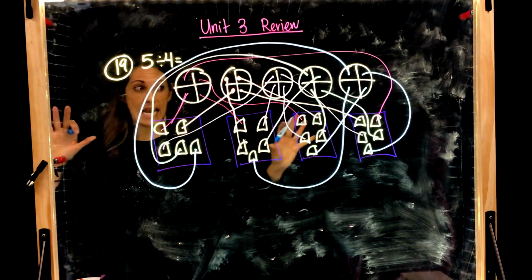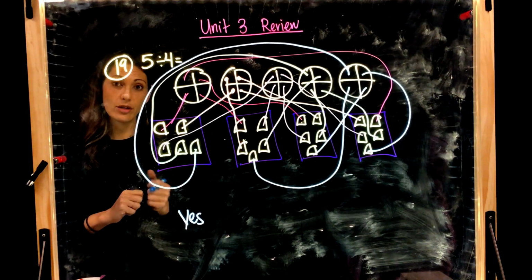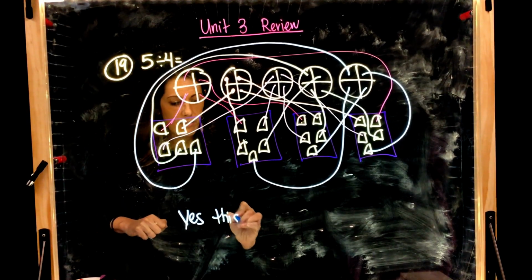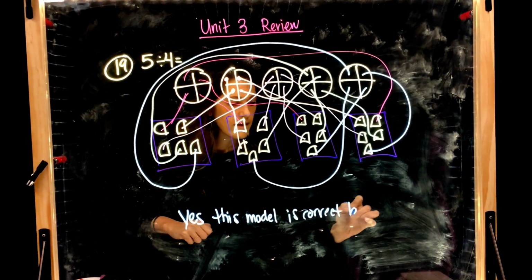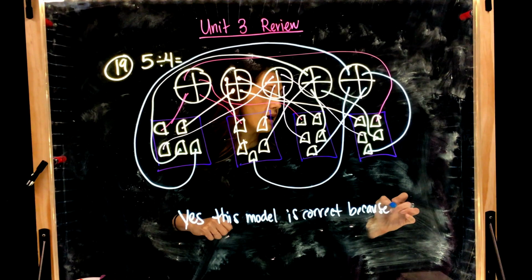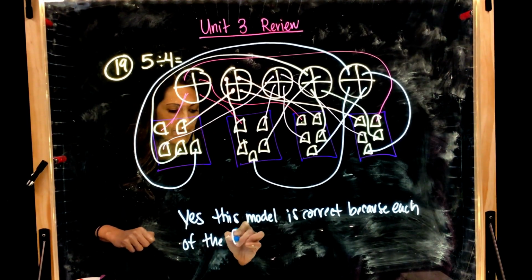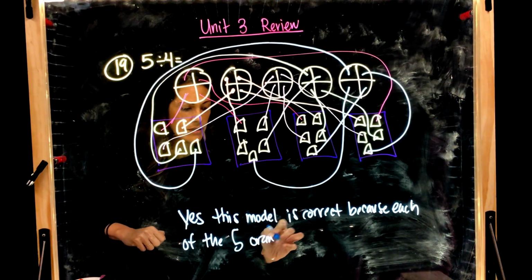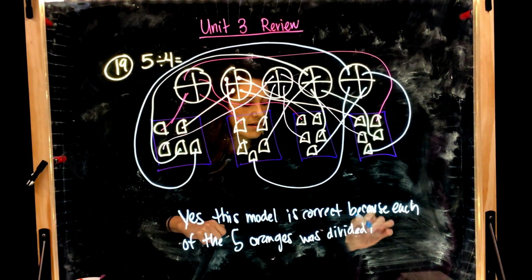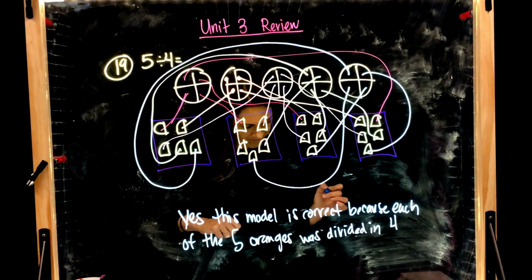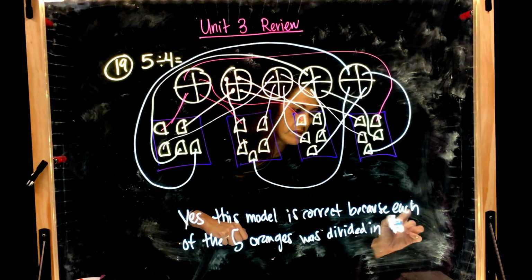I know this looks insane, but yes, her model is correct. This model is correct because each of the 5 oranges was divided into 4. Or I guess I would say fourths. Was divided into 4ths.